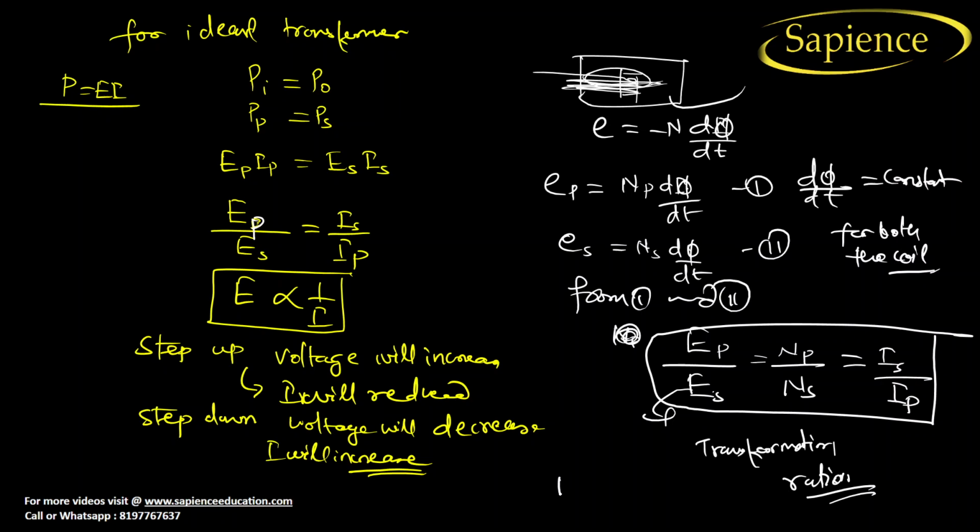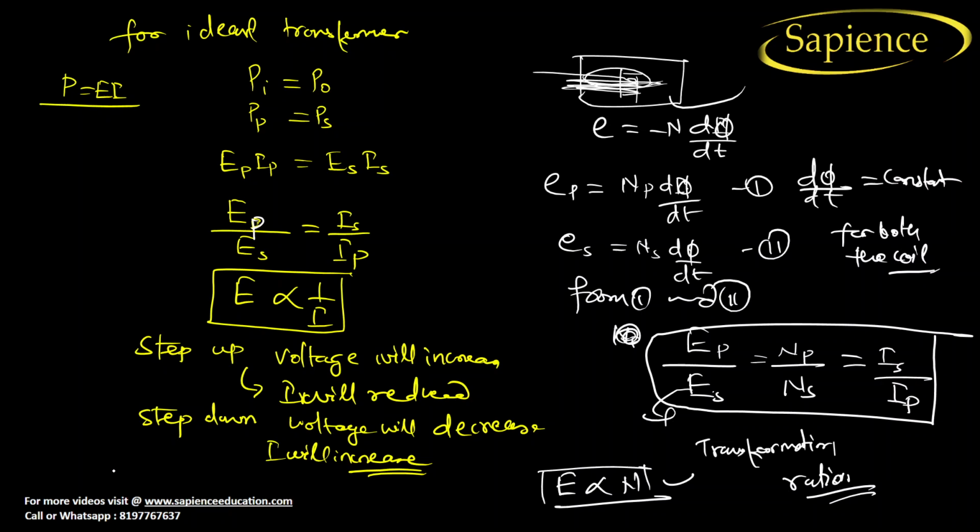Now from here what we have also observed is that E is proportional to N. If you want to increase the EMF, you have to increase the number of turns. And if you want to decrease the EMF, you have to decrease the number of turns. So these are the things you have to understand.